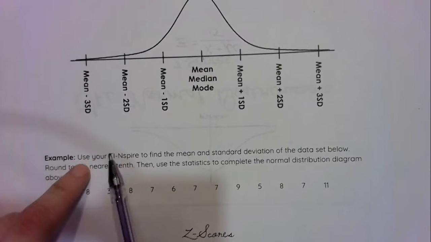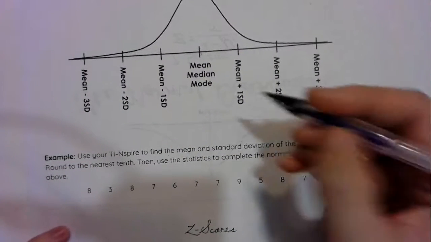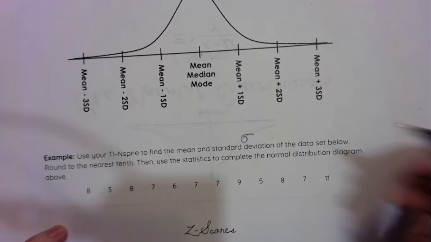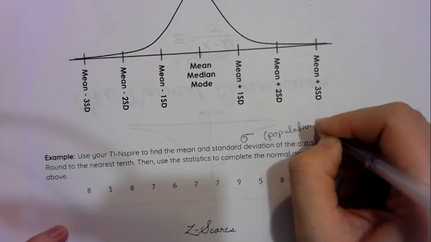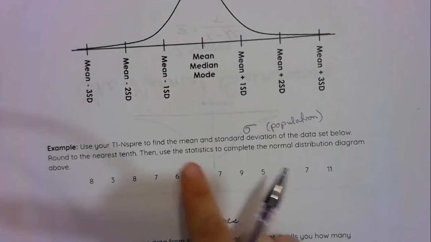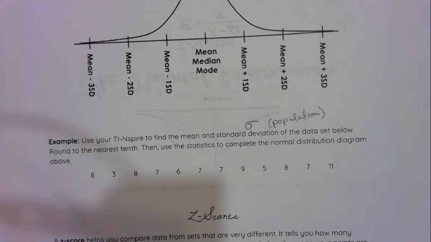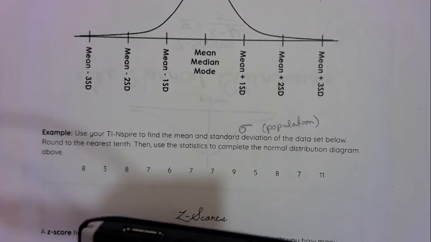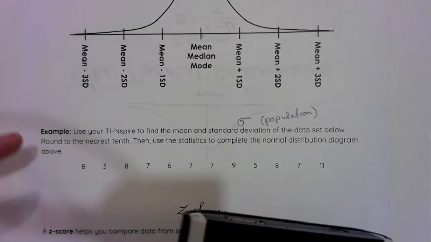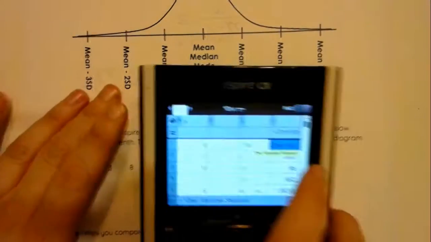First, we're just going to use the TI Inspire to find the mean and standard deviation of the data set below, and we're going to use the population standard deviation, not the sample. Then we're going to round to the nearest tenth and use statistics to complete the normal distribution diagram above. I've already done it for you. You may want to pause the video and make sure you remember the steps to do it, but then you can keep playing and just look at what I've got.